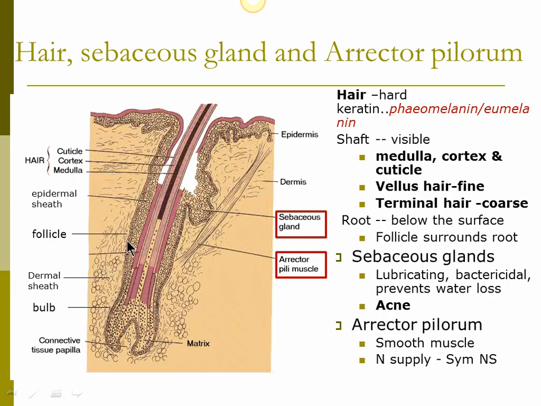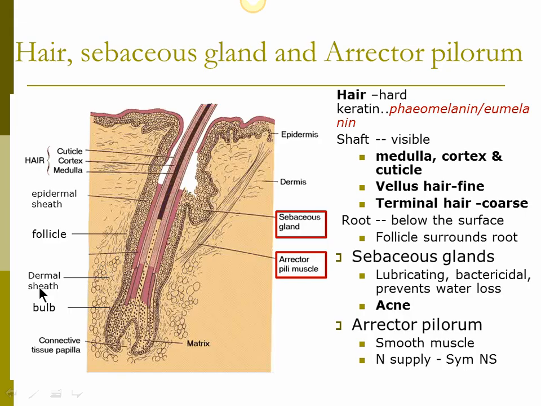So this here is called the epidermal sheath because it comes from the epidermis. So can you see how the epidermis is dipping down, surrounding the hair and then going back up? So this is called the epidermal sheath. And then on the outside, because this is all dermis, the dermis also gets a little concentrated around the lower end of this root, where it's called the dermal sheath.